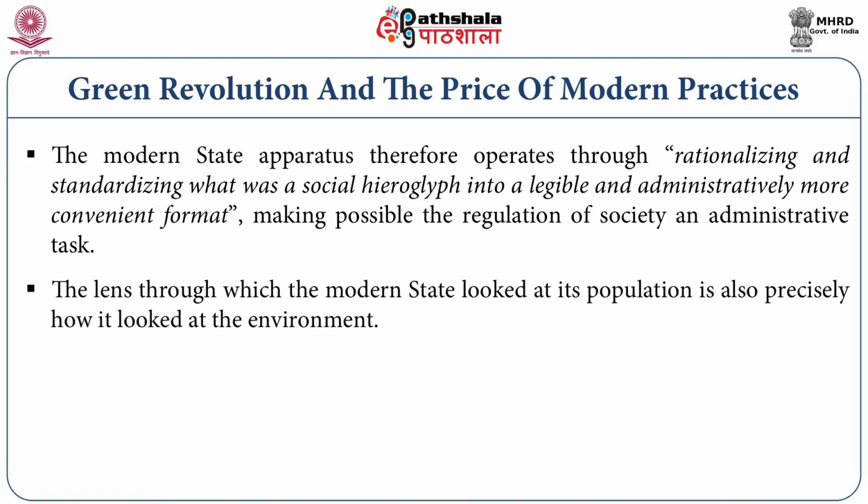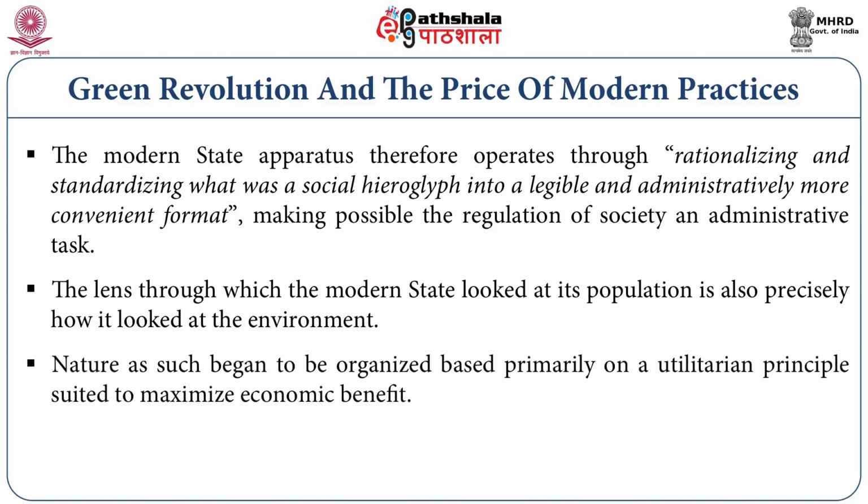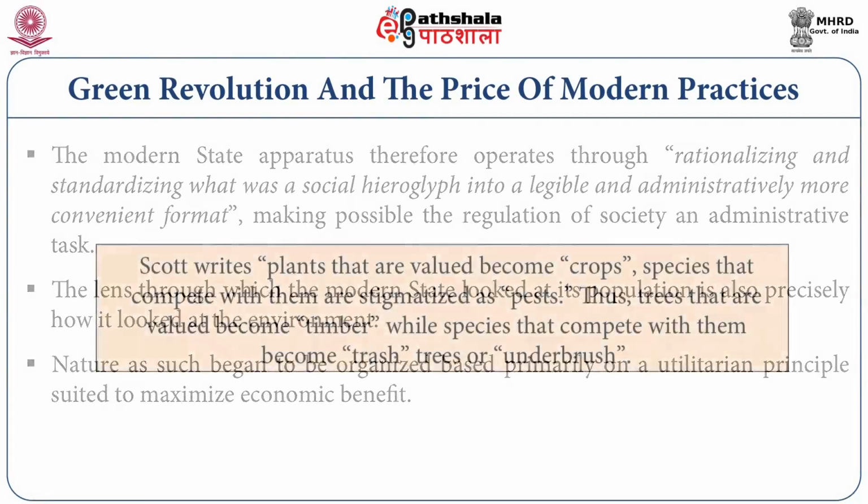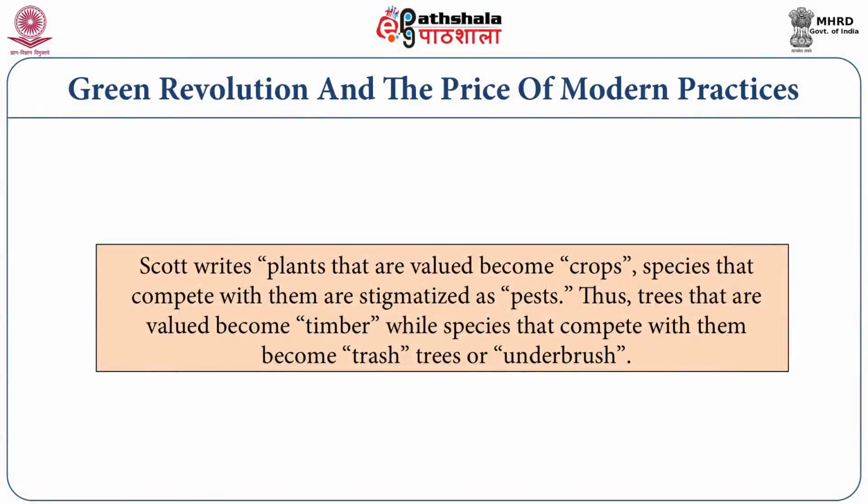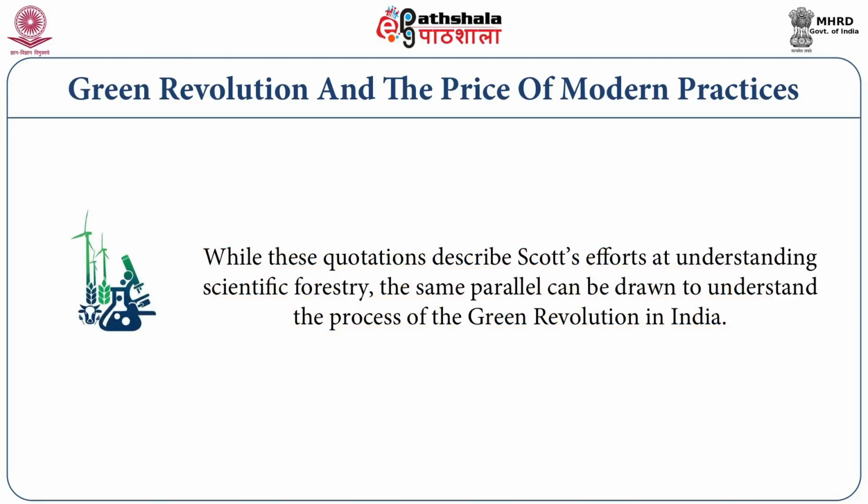The lens through which the modern state looked at its population is also precisely how it looked at the environment. Nature as such began to be organized based primarily on a utilitarian principle suited to maximize economic benefit. Scott writes, "plants that are valued become crops, species that compete with them are stigmatized as pests." Thus, trees that are valued become timber, while species that compete with them become trash trees or underbush. While these quotations describe Scott's efforts at understanding scientific forestry, the same parallel can be drawn to understand the process of Green Revolution in India.